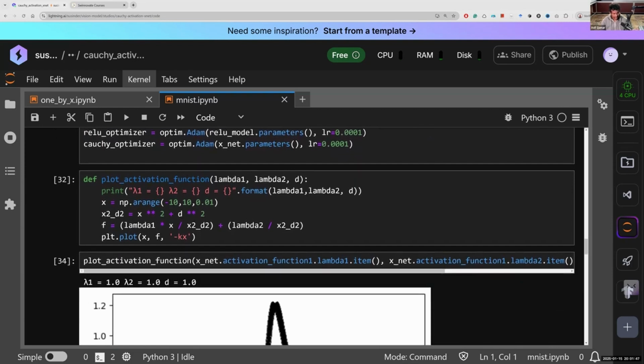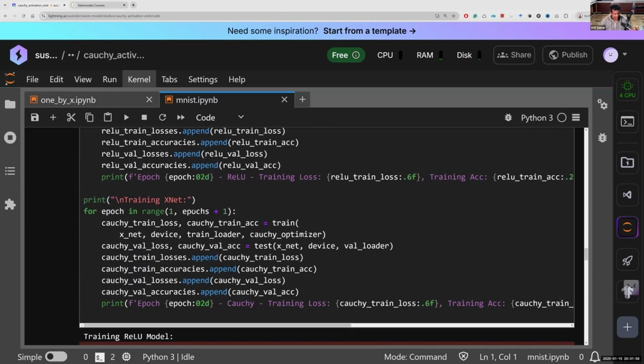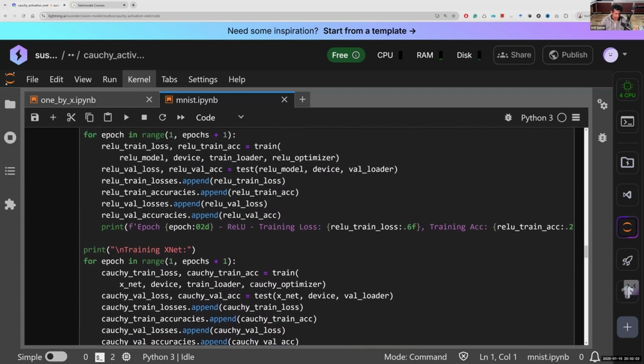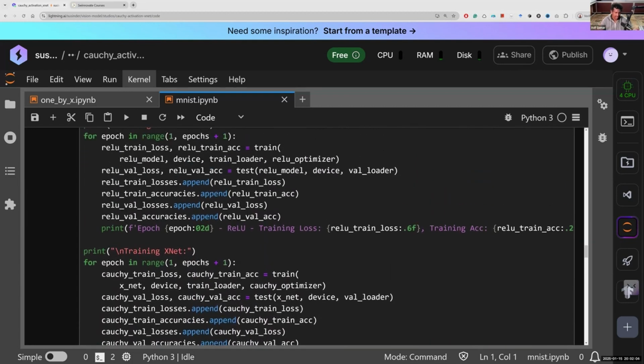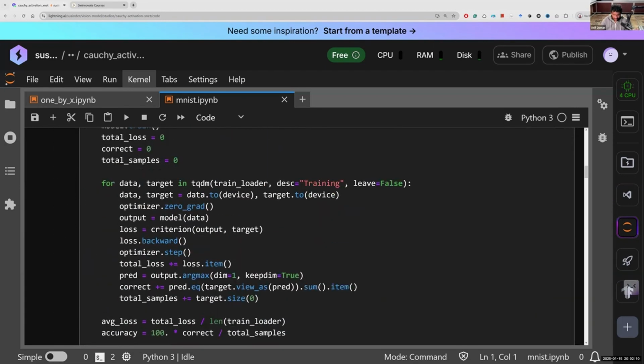Before we run the training, we will plot the activation function, so we'll see how the activation function was before the training. And then at the end of the training, we will again plot how the activation function looks. We'll also show how the training loss progresses with time, and how the training accuracy progresses with time. So let's just run this code.